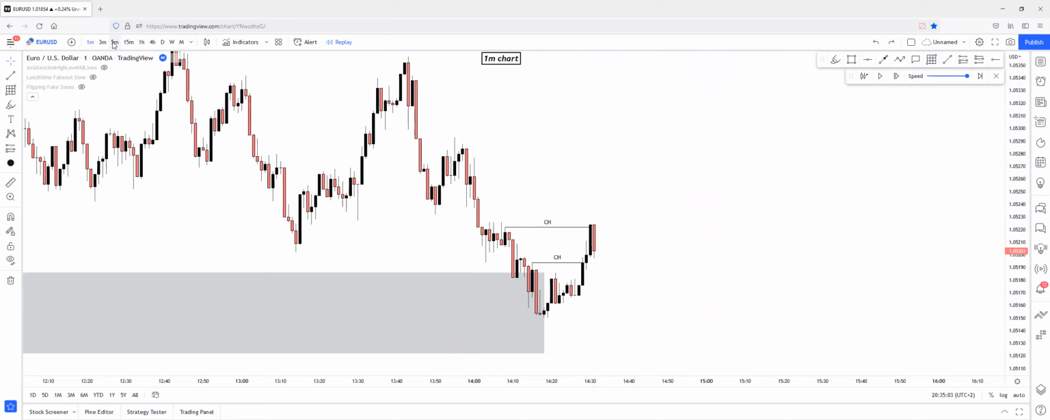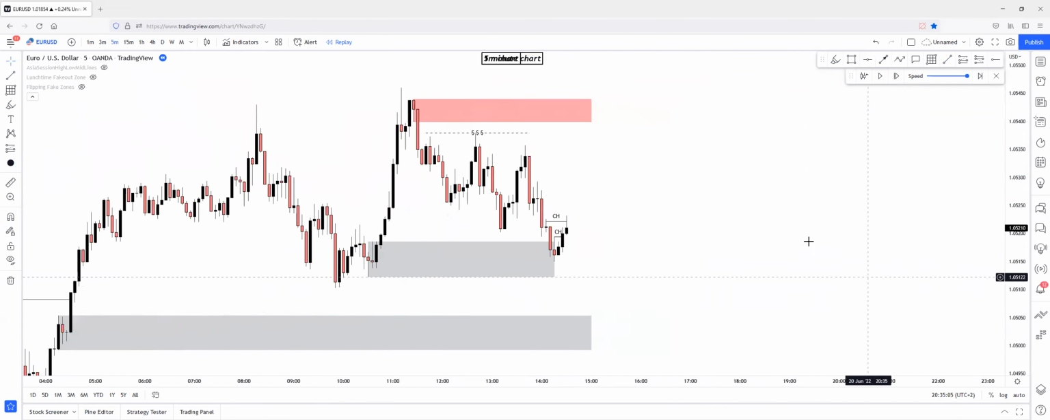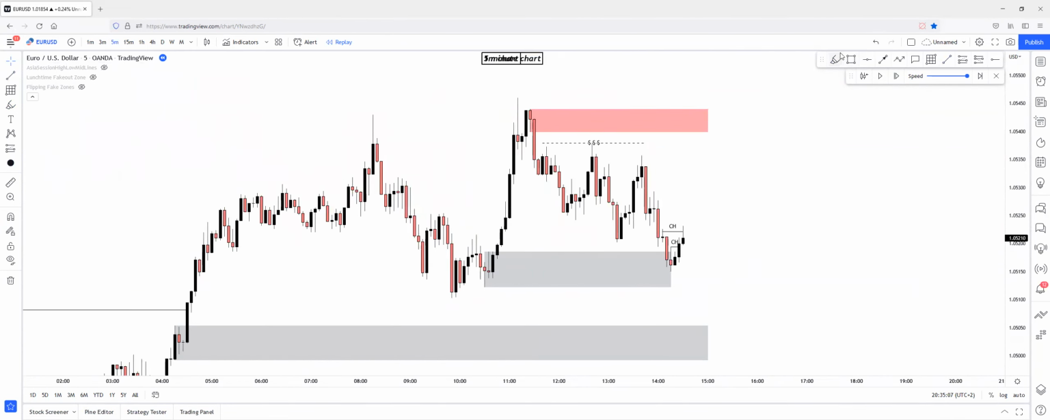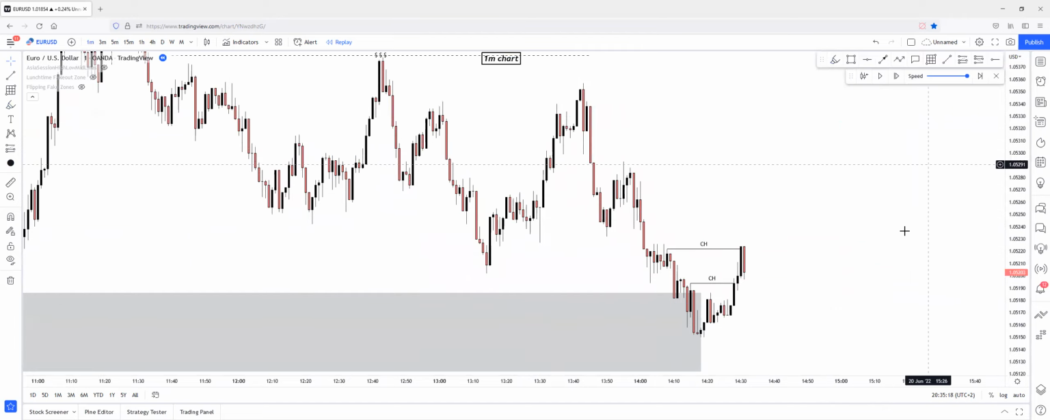Okay, let me just check the 5-minute structure. If this is liquidity, this could be relatively liquidity. We could call this a liquidity trend line: first touch, second touch, third touch, perfect liquid line. This could easily be liquidity.